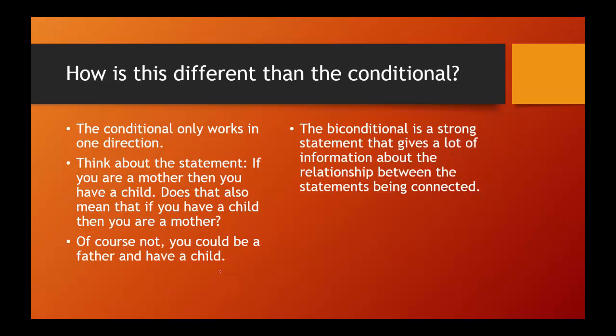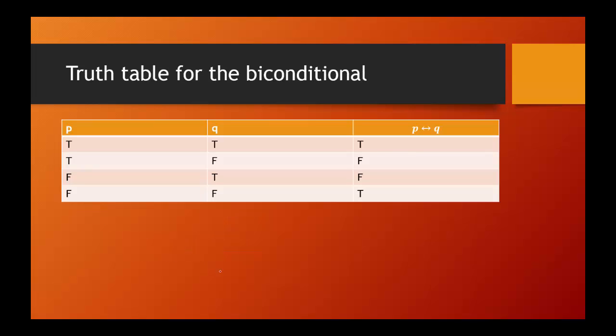So how is this different from the conditional? Well, the conditional only works in one direction. Think about our statement: if you're a mother, then you have a child. Does that mean if you have a child, then you're a mother? Well, of course not. You could be a father and have a child. So everything that works in one direction doesn't immediately work in the second direction. So the biconditional is a really strong statement that gives us a lot of information about the relationship between statements being connected.